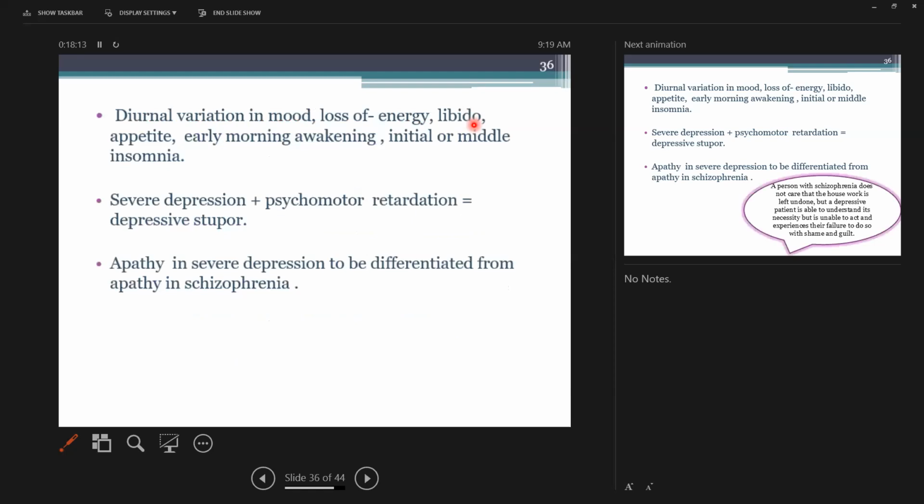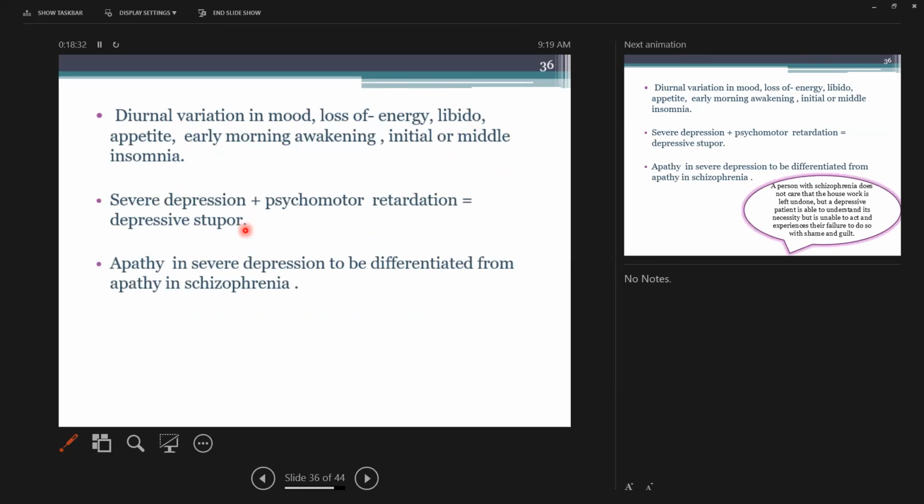There may be diurnal variation in mood. There can be loss of energy, loss of libido, anorexia, early morning awakening, initial or middle insomnia. Now, depressive stupor is a term used when severe depression is combined with psychomotor retardation. We call it depressive stupor.